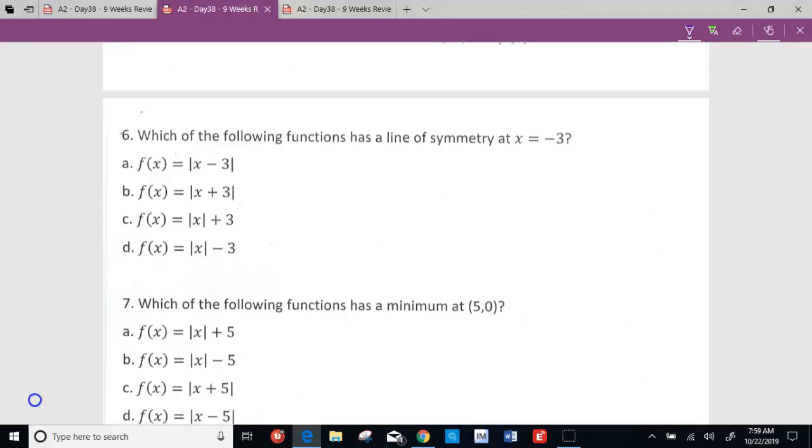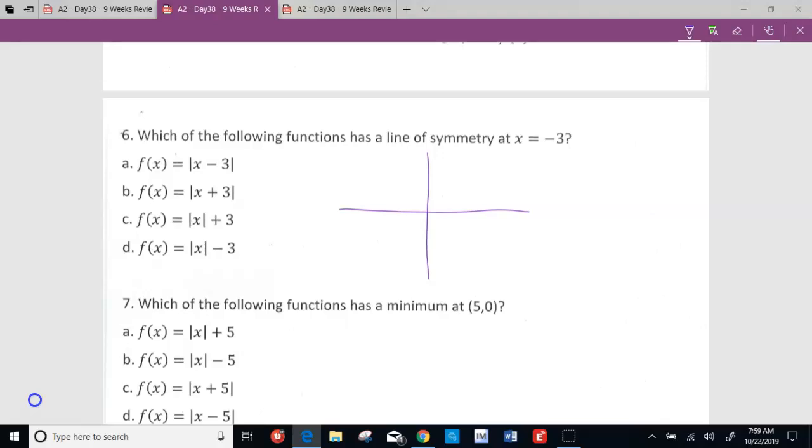Number 6. Which of the following functions has a line of symmetry at x equals negative 3? So we have absolute value functions. Here's what's going on. I'm going to draw a graph to explain what is being described here. So we have our coordinate plane. Absolute value graph we know is going to be a V. All these equations here are positive, so the V is going to be opening upwards.